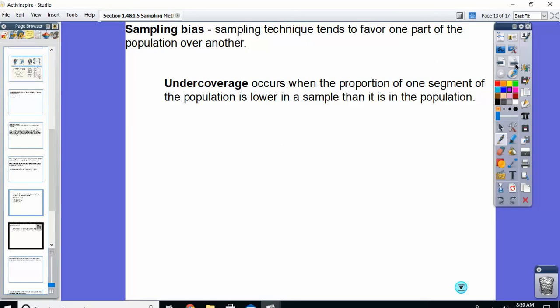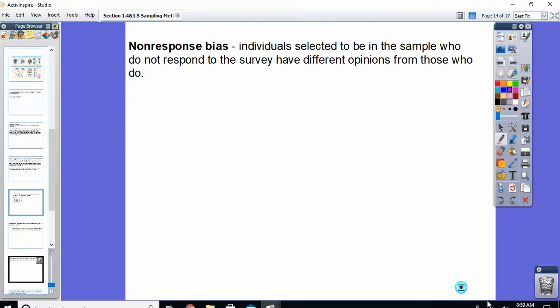The second option is non-response. Okay, you send out a survey. I put a survey on Classroom and only a third of you answer it. I can't expect that the responses I got accurately depict the opinions of everybody in the class. Those that didn't respond might have different opinions from those who do. So non-response happens when you just have people that don't respond and their opinions might be different.